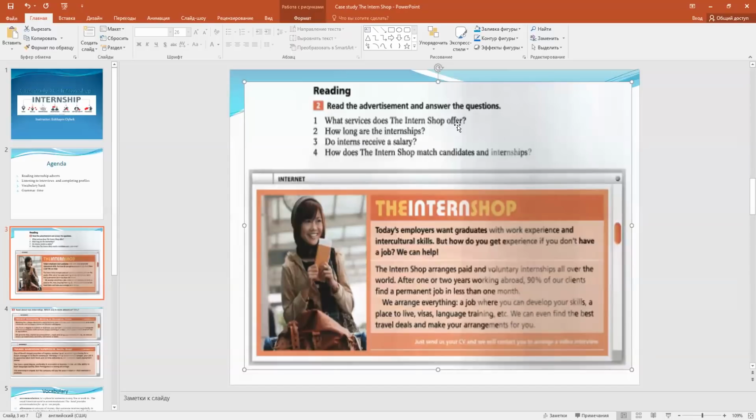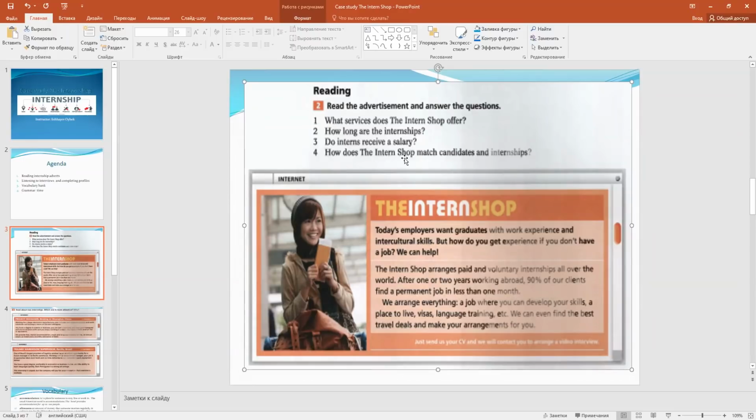And what about the second one? How long are the internships? One or two years. Yes, less than 1 month, years? Right, good job. And so, do interns receive a salary? Yes, of course they do. They may receive a salary or they may not. Both of them. Here you can see the paid and voluntary internships. Yes, yes. And what about the fourth one?